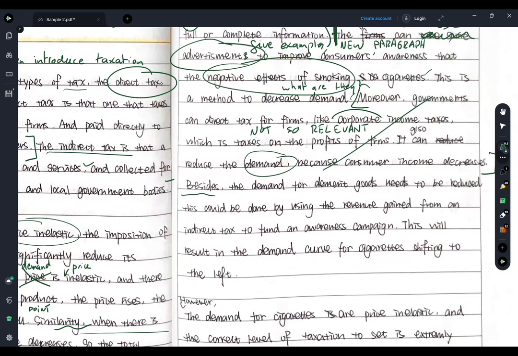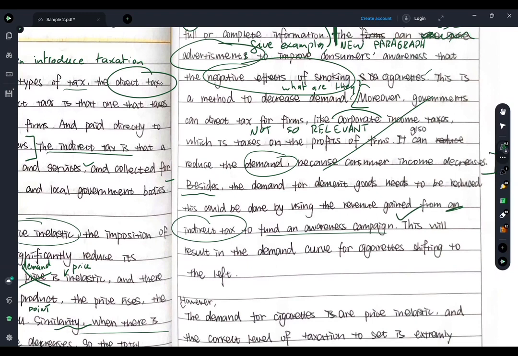This could be done by using the revenue gain from an indirect tax to fund an awareness campaign. Okay, true. It's actually a pretty good point. I like this point because you see that it connects the two possible instruments. Instead of saying something like, oh, we have to use one or the other, the student is essentially saying you can actually use a combination of both. You can impose a tax, and it should be a tax perhaps on cigarettes. And with the revenue that you collect from this tax, you can fund an awareness campaign. So it's a very good point that I would reward.